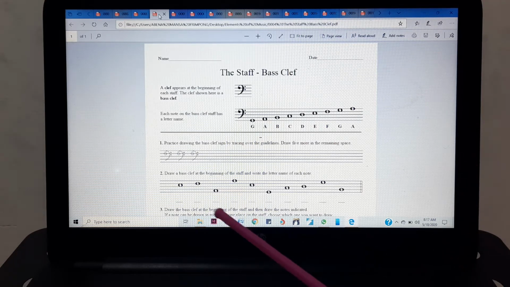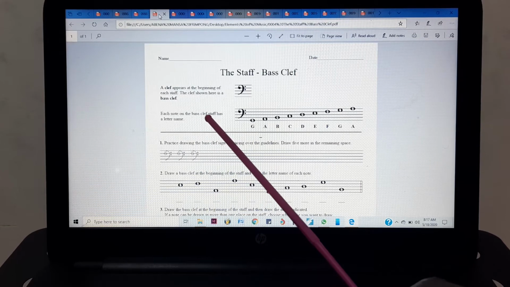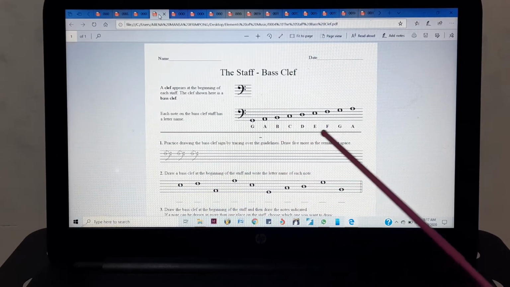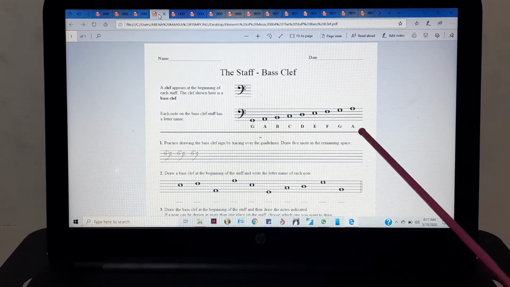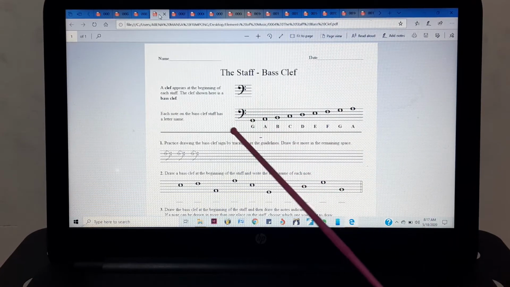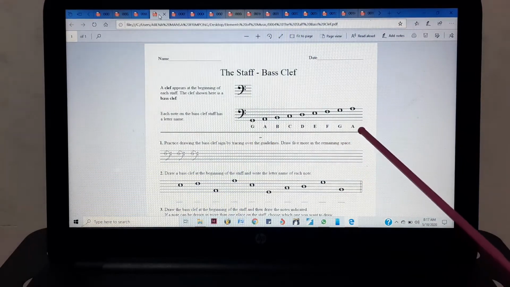Okay, so you have the same exercise over here. Each note of the bass clef has a letter name. So these are the letter names. The same way you can see you have two notes, you have G and G, A and A. So you need to know, once you have a bass clef, the notes will change.